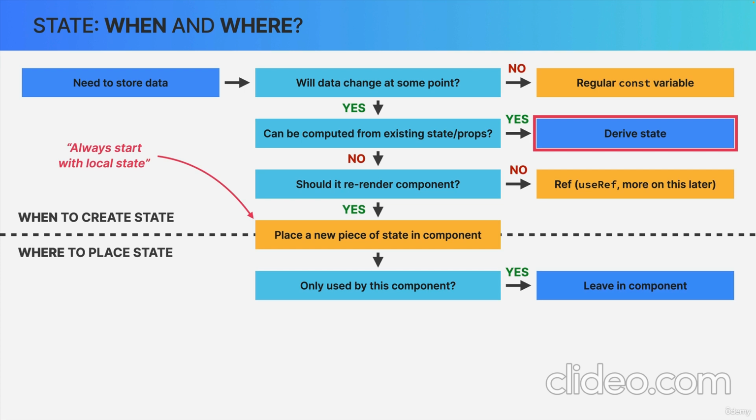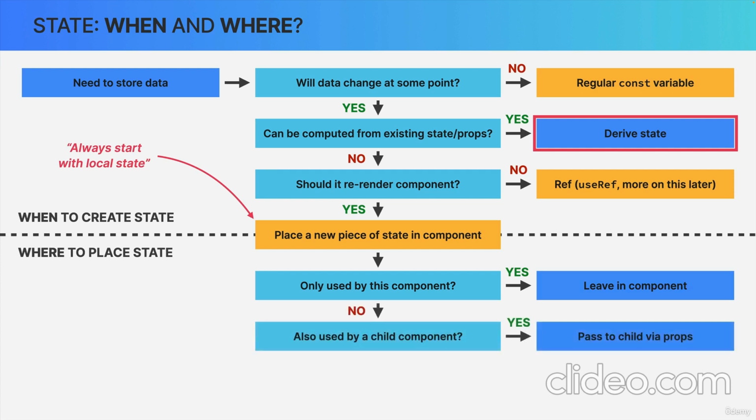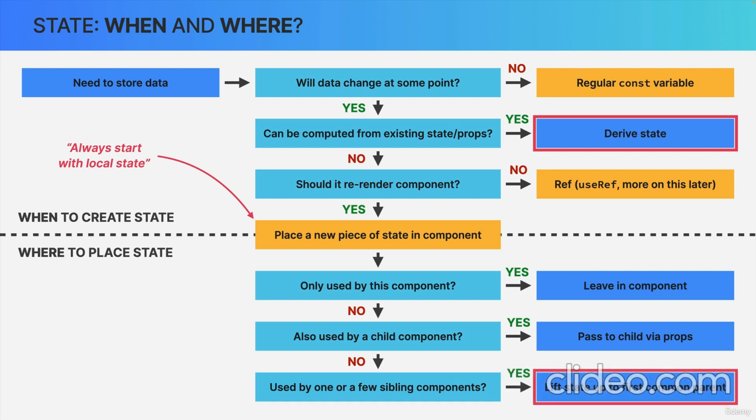However, the state variable might also be necessary for a child component. And in that case, simply pass the state down into the child component by using props. So easy enough, right? Now, if the state variable is also necessary for one or a few sibling components, or even for a parent component of your current component, it's time to move that state to the first common parent component. And in React, this is what we call lifting state up.